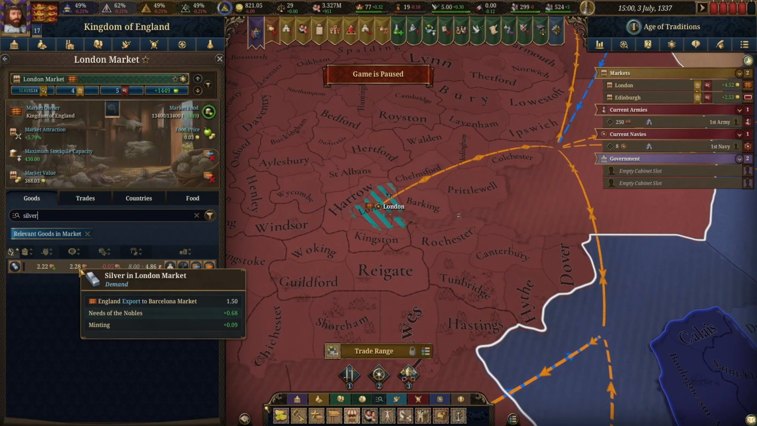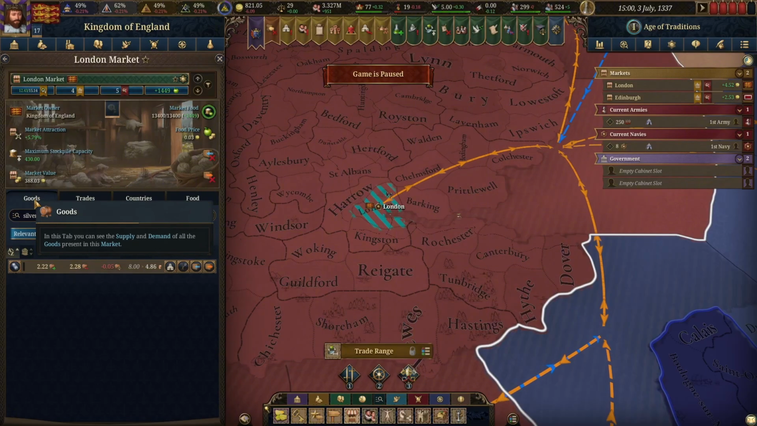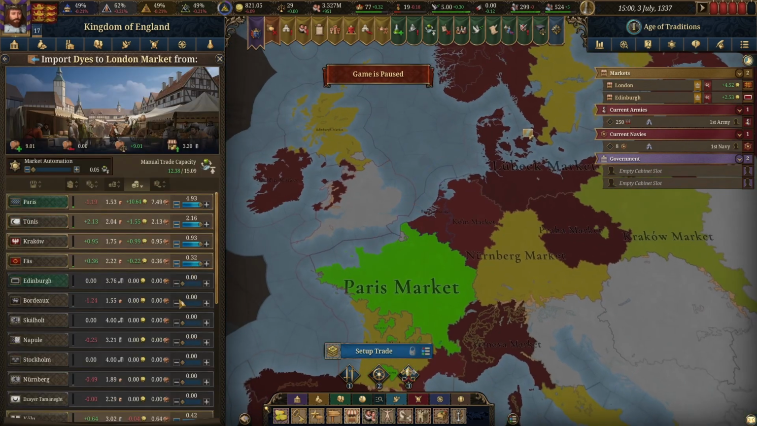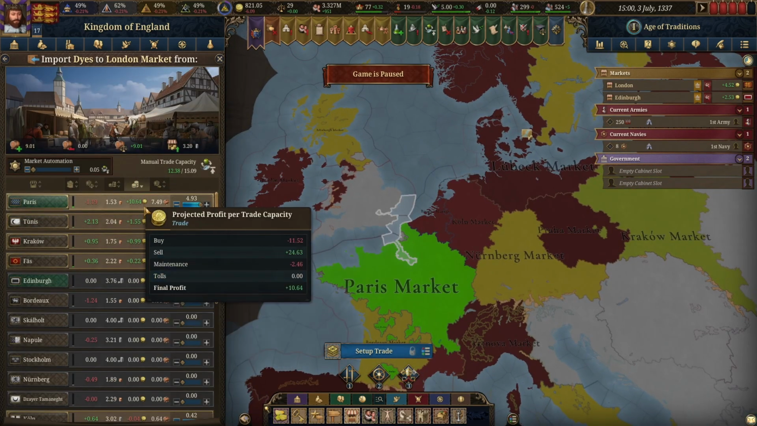Now, if we take a look at silver, we see that all those other countries no longer show up for their import request under silver demand here, because our trade advantage in this market took precedence and we're sending everything to Barcelona. But remember, we aren't going to have that high of a trade advantage in other markets yet. So let's say I want to import dyes. Let's import it from the Paris market because that looks the most profitable.